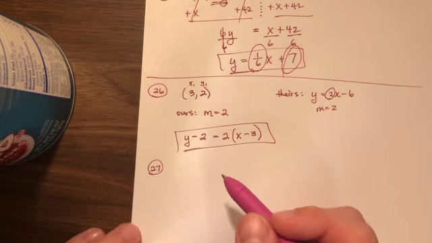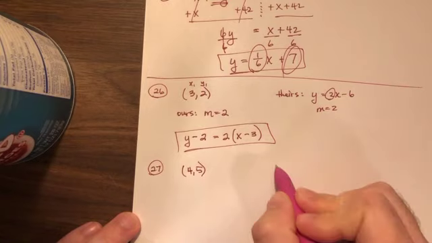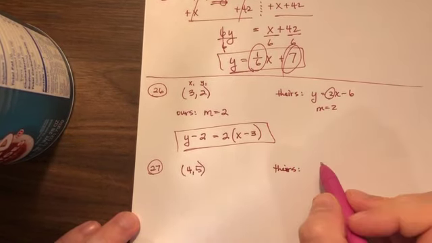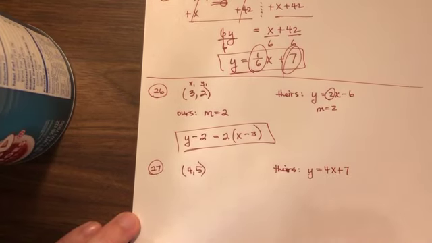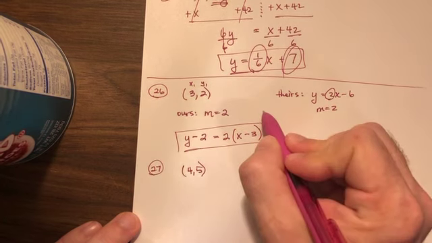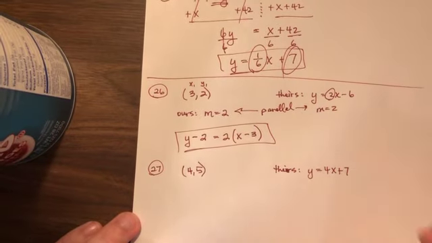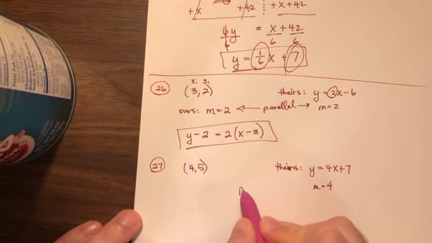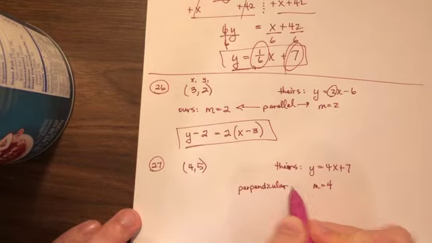27. Another point-slope form one, but he's giving you 4, 5. And he's telling you with their equation, it's y equal to 4x plus 7. And it's perpendicular. So this is parallel. That means that the slopes are the same. Their slope is 4. When they want perpendicular, they want you to do something different. It's not the same slope, it's the exact opposite slope.